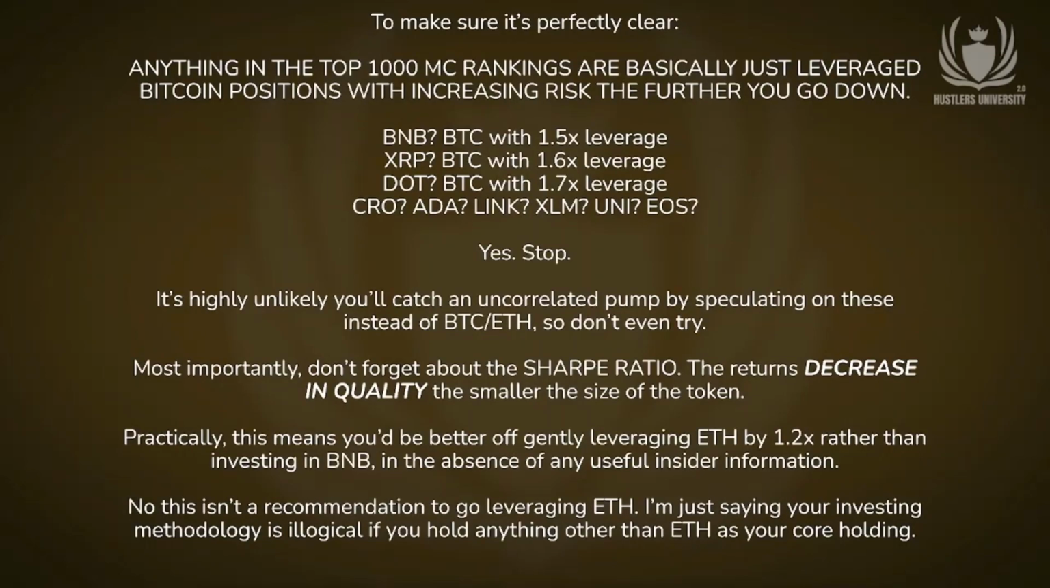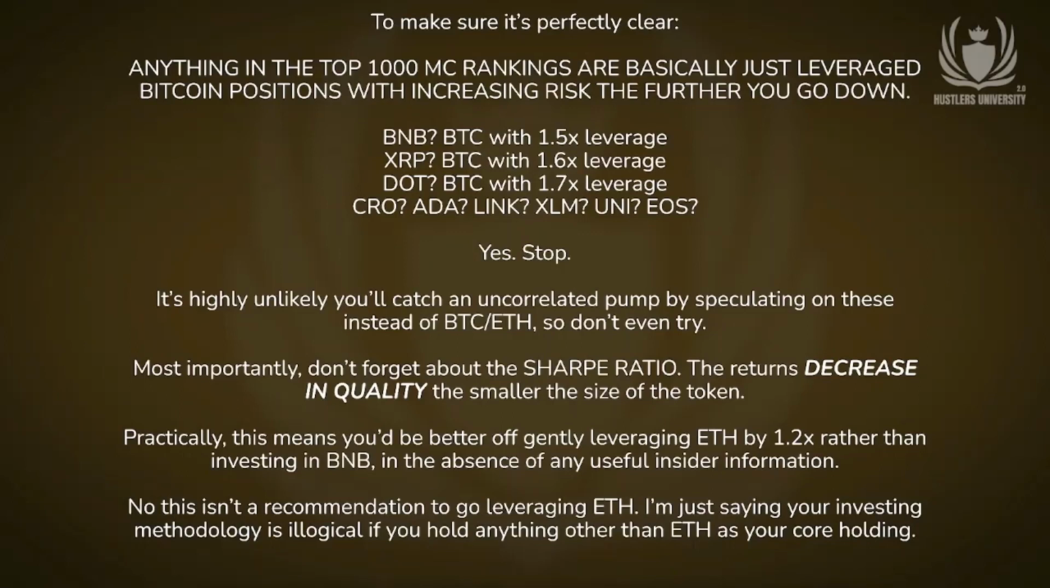So, to make sure it's perfectly clear, anything in the top 1,000 market cap rankings is basically just a leveraged Bitcoin position with increasing risk the further down you go. If you select BNB, for example, I see it as just BTC with 1.5 times leverage. XRP, it's BTC with 1.6 times leverage. DOT, BTC with 1.7 times leverage. CRO, ADA, Link, XLM, Uni, EOS. Can you see what I'm getting at here? Yes. Stop what you're doing.